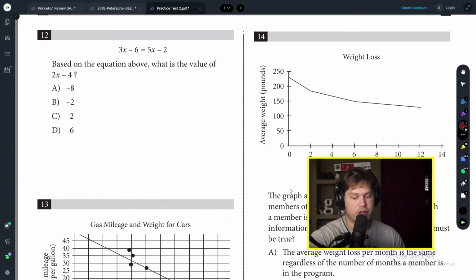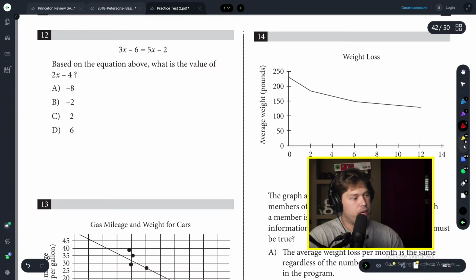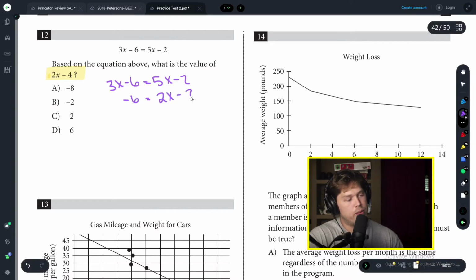Number 12. Okay. Based on the equation above, what is the value of 2x minus 4? Okay, we're looking for 2x minus 4. Our equation is 3x minus 6 equals 5x minus 2. Let's go ahead and solve for x. We can subtract 3x from both sides to give us negative 6 equals 2x minus 2. We can add the 2 to both sides to give us negative 4 equals 2x. We can divide by 2 to give us x equals negative 2.